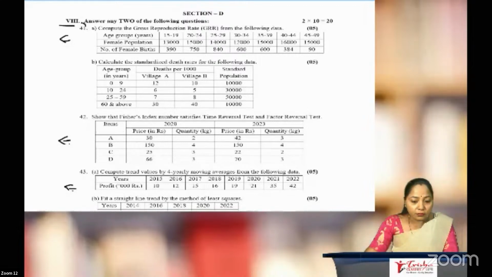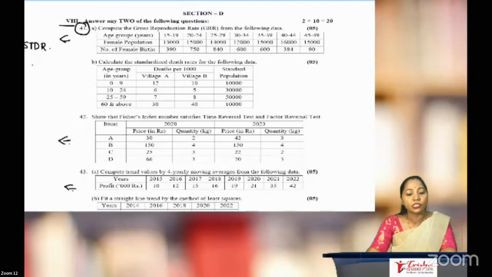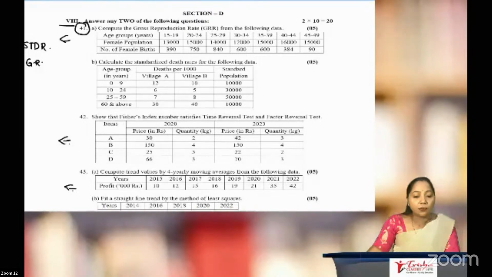Now, moving to question number 41, that is the first question. What are the possible questions that you can expect here? It could be a question from standardized death rate, finding STDR when two localities or two populations are given. One full question for 10 marks. It could be from reproduction rates, finding gross reproduction rate and net reproduction rate. One full sum for 10 marks.